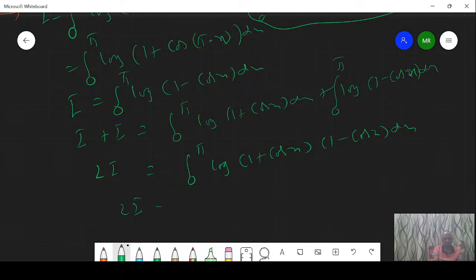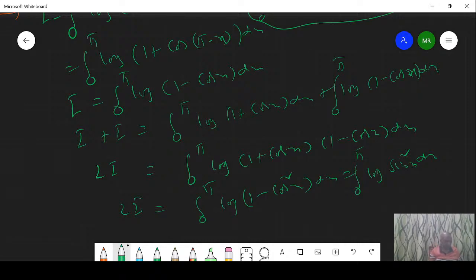This will be 2I is equal to 0 to pi log of 1 minus cos square x dx. But we know 1 minus cos square x is sine square x. So 0 to pi log sine square x dx.